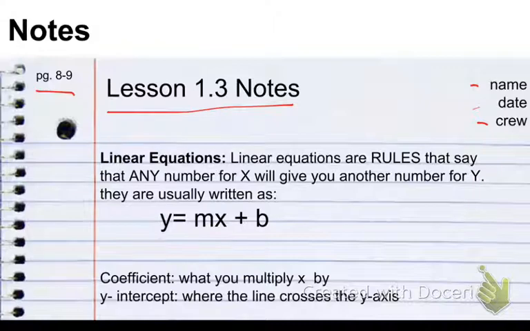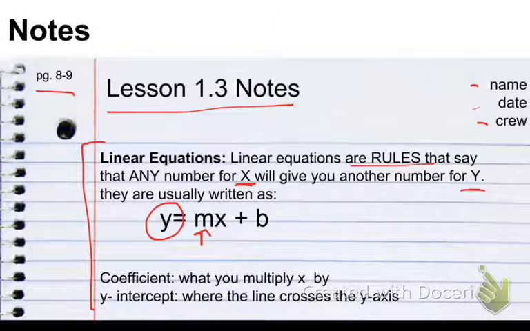Anyway, linear equations. A linear equation is a rule that says any number for x will give you another number for y. Basically, it's a way of describing a relationship between two numbers, that for every one of these, we get so many of that. And we write them in this form: y equals m times x plus b.